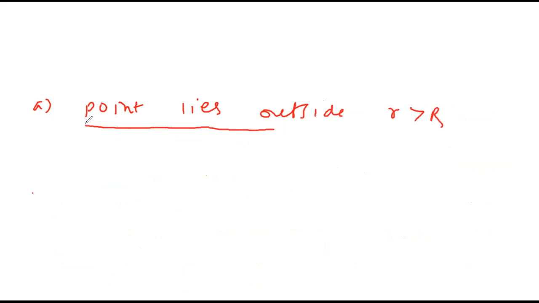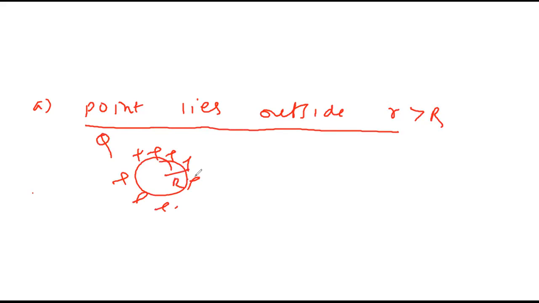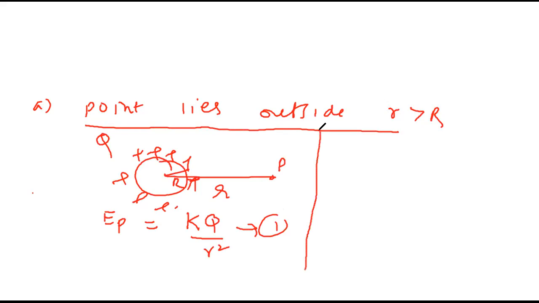First one, point lies outside. That means small r is greater than capital R. We have to derive expression for potential. So if this is sphere, given charge q, its radius is R, point P is outside. So what is formula for intensity at point P outside the charged sphere? K Q upon r square. Correct? Yes. We are interested in potential.